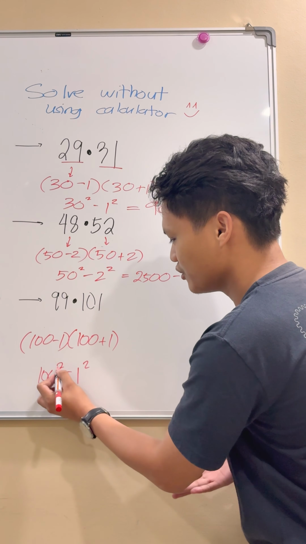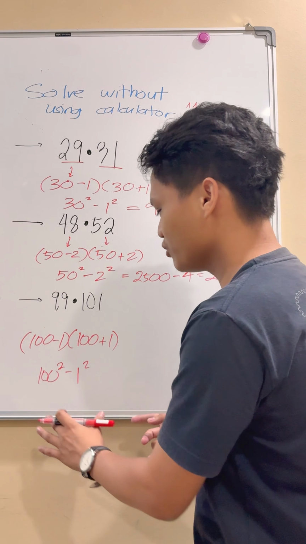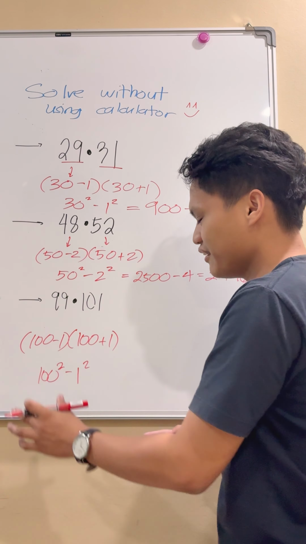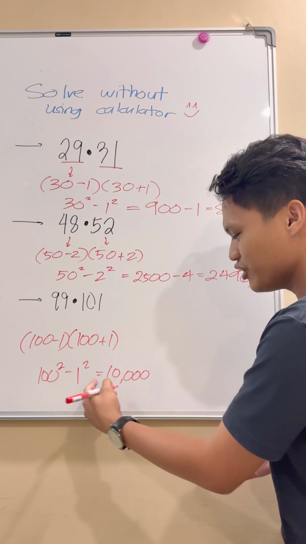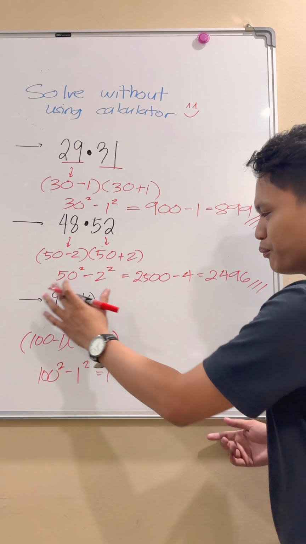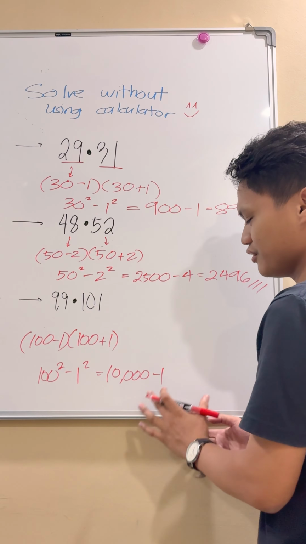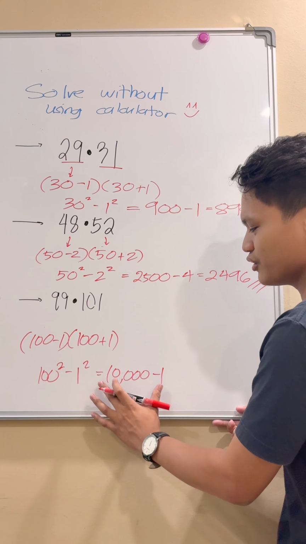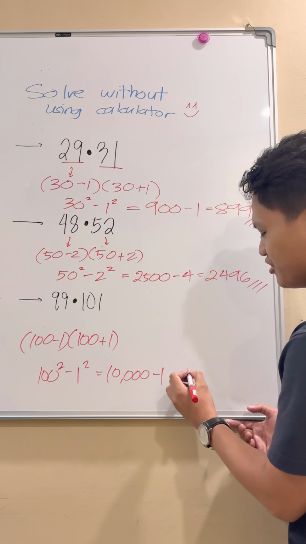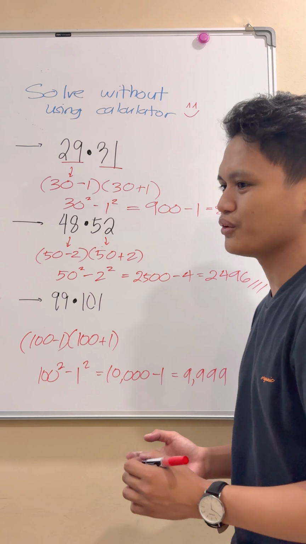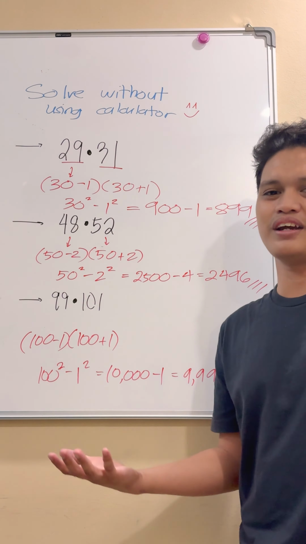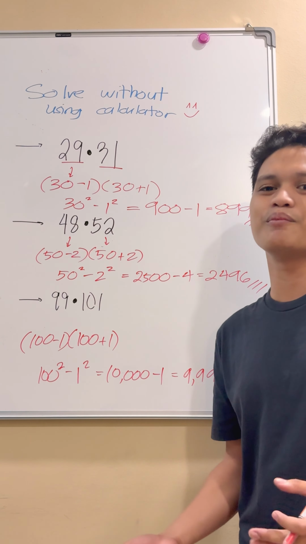minus 1 squared. And finally, to simplify this, we just express 100 times 100, which is 10,000. And 1 squared is just 1. So the product of 99 times 101 is simplified into the difference of 10,000 and 1, which is 9,999. So here's how you simplify these things without using a calculator, and instead just apply the concept of difference of two squares.